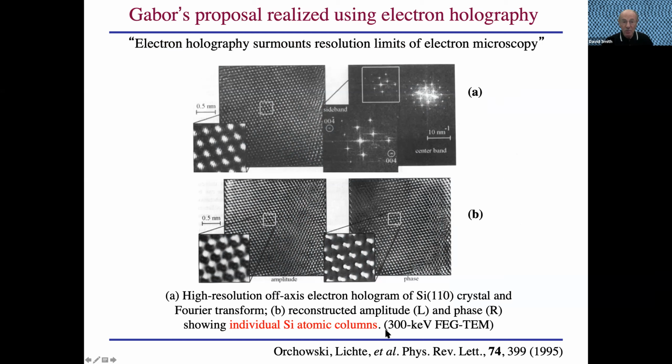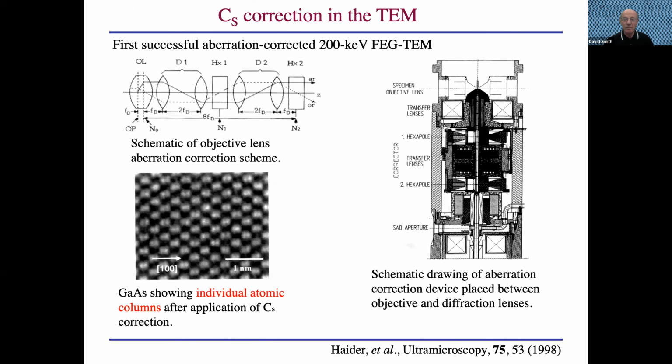Lichte and Orchowski were able to use holography, and here they are looking at some silicon dumbbells, and here we have the dumbbells resolved in the amplitude image, and we have the dumbbells resolved in the phase image. So electron holography surmounts the resolution limits of electron microscopy. At the same time, Haider and Rose and colleagues were able to come up with CS correction in the TEM using the hardware approach.